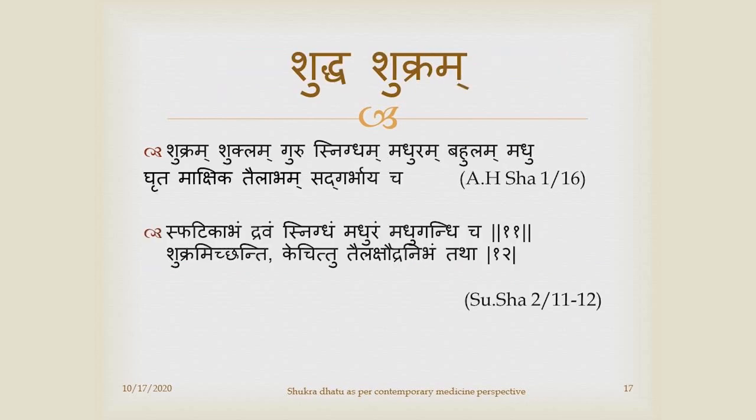Next is about the Shuddha Shukra Lakshana. Ashtanga Hrudaya Shareera Sthana says Shukram Shuklam Guru Snigdham Madhuram Bahulam Bahu Krita Makshika Tailabham Sadgarbhaya. That is, Shukra is Shuklam, white color, Madhugandhi, Krita Makshika Taila. Consistency is similar to Krita, Makshika and Taila. And the Gunas are Guru, Snigdha and Madhura Rasa predominant. Sushruta Sharira says Sphatika, a transparent nature, too for the Shukradhatu.